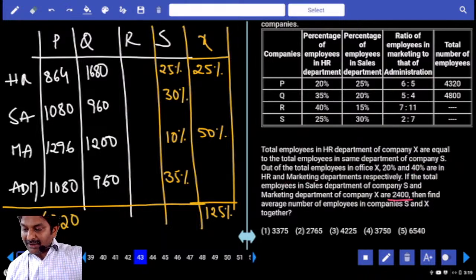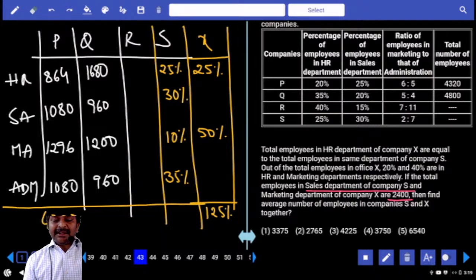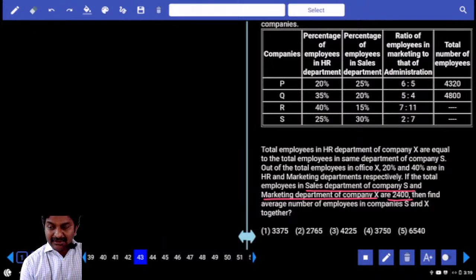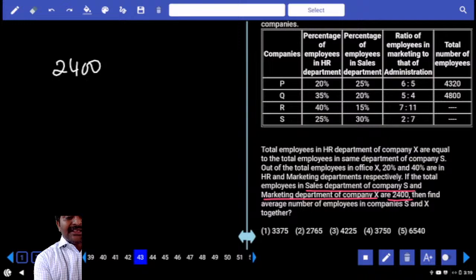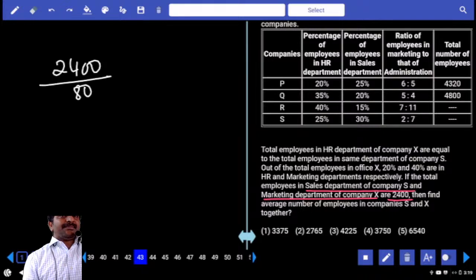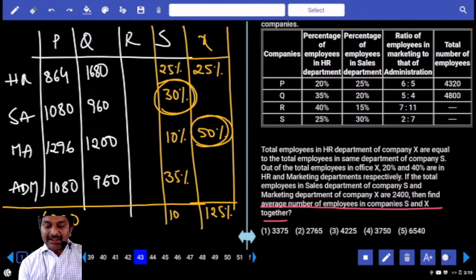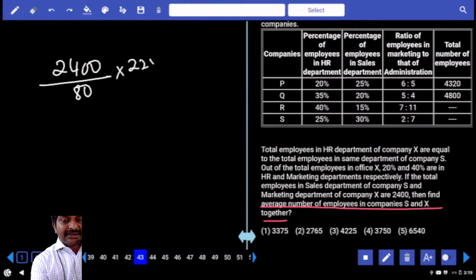Now 2400 is sales department in company S, that is 30%, marketing department in company X, which is 50. Both together 80%. 2400 is equal to 80%, then 1% value is 30. Now the question is to identify average employees in company S and X together. Company S we have 100%, X we have 125, both together 225. Average in the sense divided by 2.